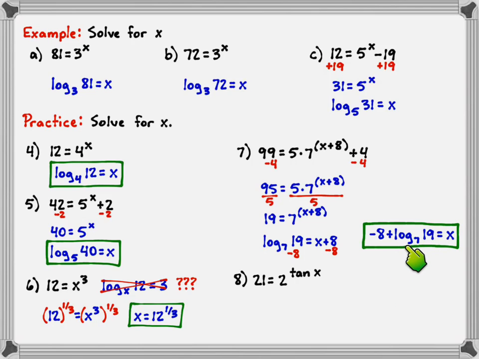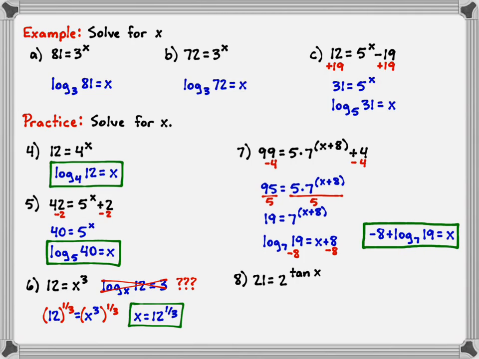We don't want to say log base 7 of 19 and then minus 8, because some people might confuse that and say, oh, it's 19 minus 8. No, it's not. It's the log of 19, whatever that is, minus 8. It's an order of operations thing. We need to make sure that we take the log of 19 before we subtract 8, not subtract 8 from 19 and then take the log.